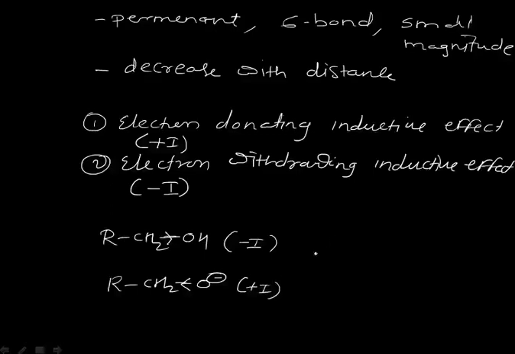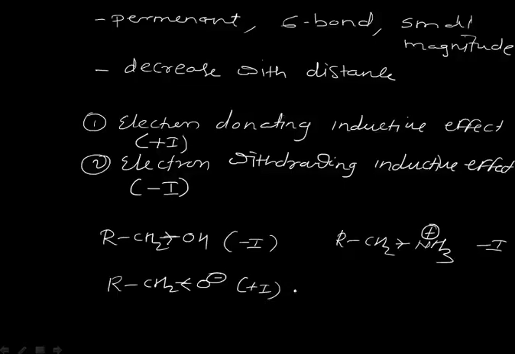If you look at another one, RCH2NH3, here we have a positive charge on the nitrogen, so nitrogen is much more electron deficient. It pulls electron, so it shows minus I. Then, as we have already discussed, halogen atoms, when they are attached to the carbon, are going to show minus I.